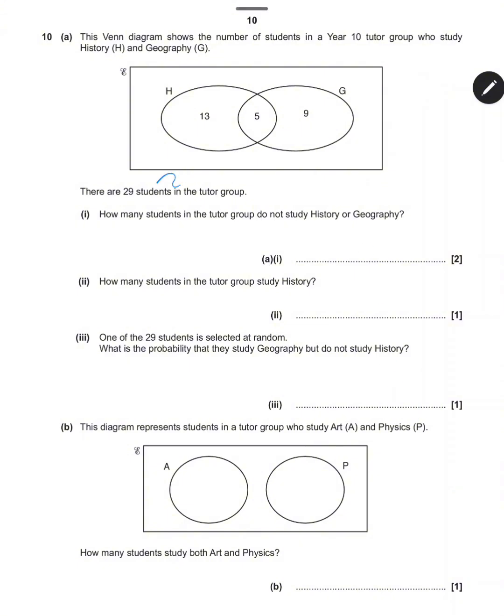Question 10, we've got a Venn diagram showing students in year 10 who study history and geography. And we're told that there are 29 students in the tutor group. How many students in the tutor group do not study history or geography? So I'm looking for these people outside that don't study any of these subjects. Well, what we've got to do is remember that these all add up to 29. So I'm going to do 13 added to 5 added to 9. 13 add 5 is 18. 18 add 9 is 27. And if there are 29 students altogether, then how do we get from 27 to 29? It must be 2 more students.